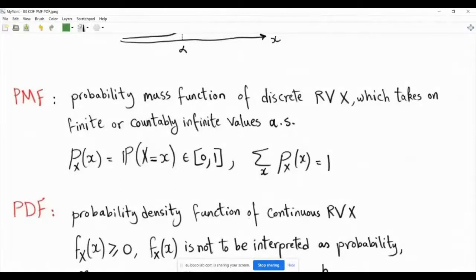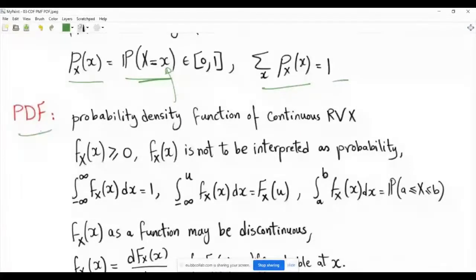PMF is the business of discrete random variables. It is simple: the PMF is the probability that big X is equal to small x. And the sum of those probabilities, of course, should be equal to 1. And small x is part of a finite or countably infinite set. That's the definition of a discrete random variable.